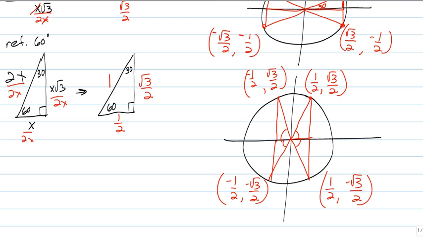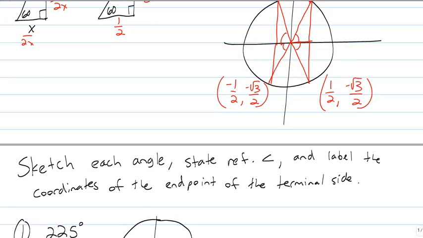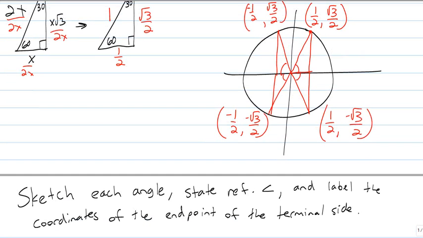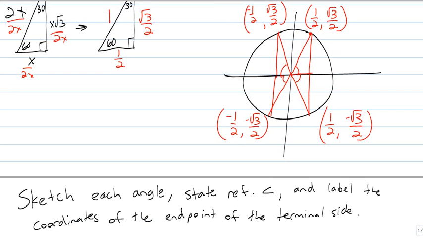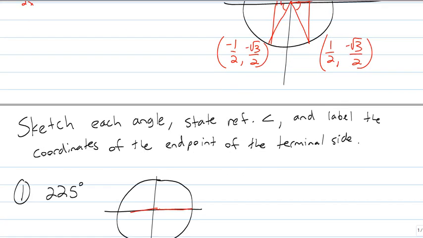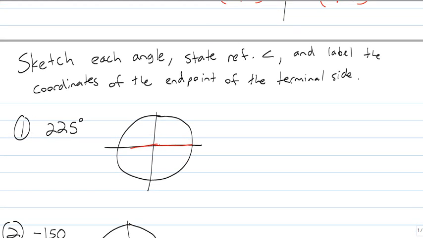Okay, so again, the key thing from this: those values you need to remember. Ignore the negatives for now. Just remember the numbers 1/2 and root 3 over 2, one in each, and then the other 45-degree angles are root 2 over 2's. So, sketch each angle, state the reference, and label the coordinates of the endpoint of the terminal side.